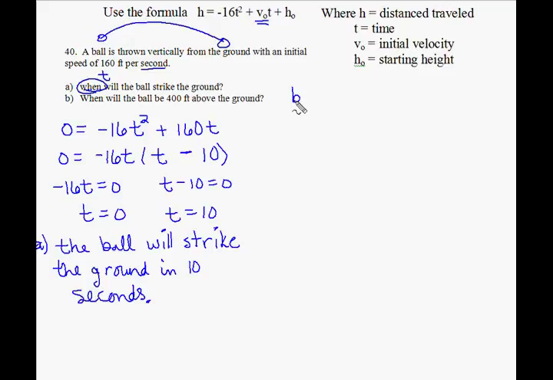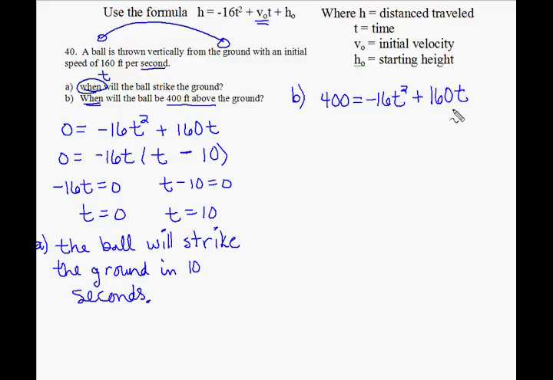What about part B? What is this asking us to do? When will, so again that's a time, when will the ball be 400 feet above the ground? So for part B, we don't want the h to be 0. We're not on the ground. We want it to be 400 feet above the ground. So we'll let that h be 400 is equal to -16t squared plus, and again it's the same situation, they haven't changed it, so there was an initial velocity of 160 feet per second, times t.